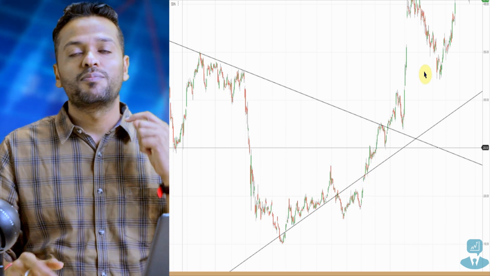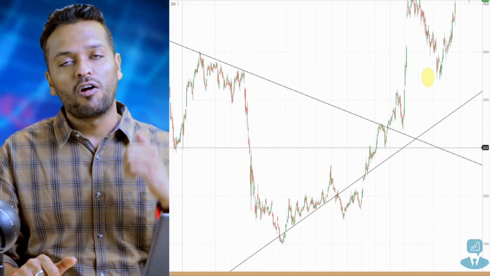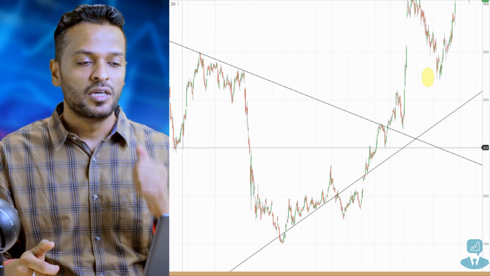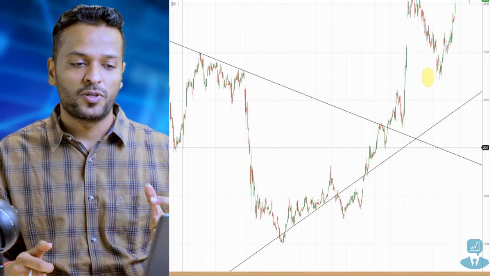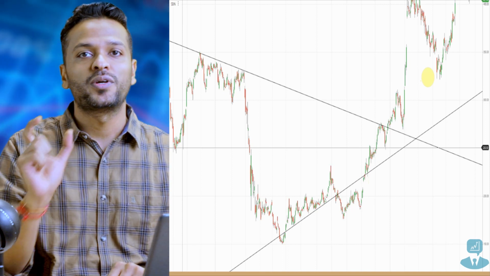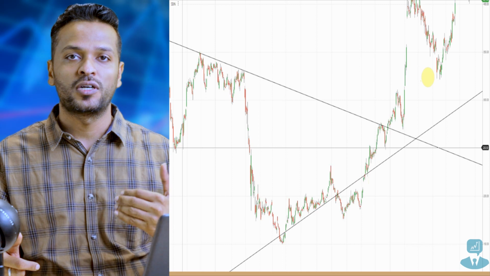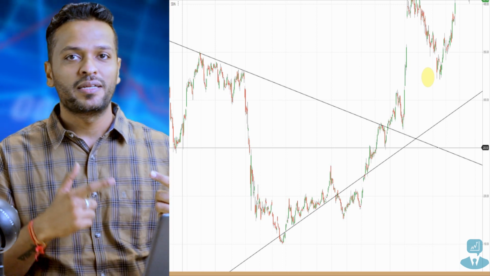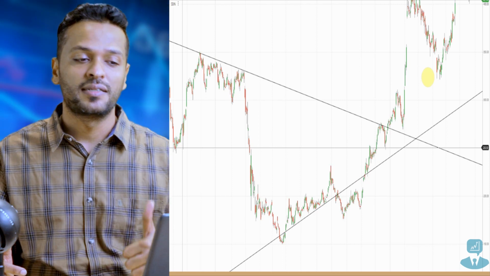So a trend line broken on the upside or downside always gives you decent trading opportunities. Try to connect as many points as possible and try drawing as few lines as possible. Don't have too many trend lines on your chart because you might get confused and you might end up taking a trade which is not valid at that time.